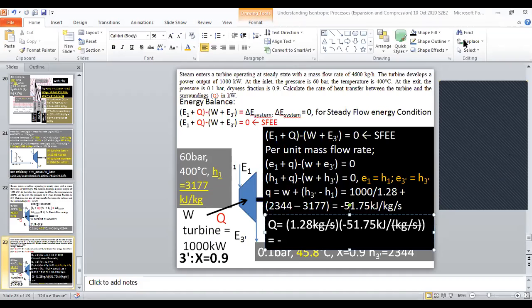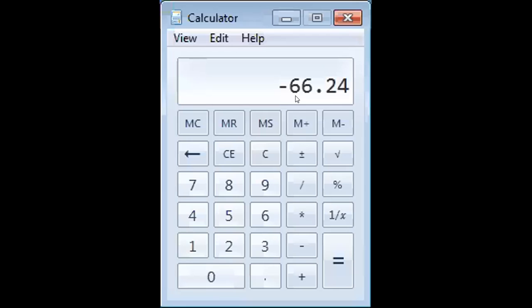It is the value 66.24, minus 0.24 kilowatt. Kilojoules per second is... I made a mistake of the units. This is kilojoule per kilogram. Yeah, I made a mistake. No second here.